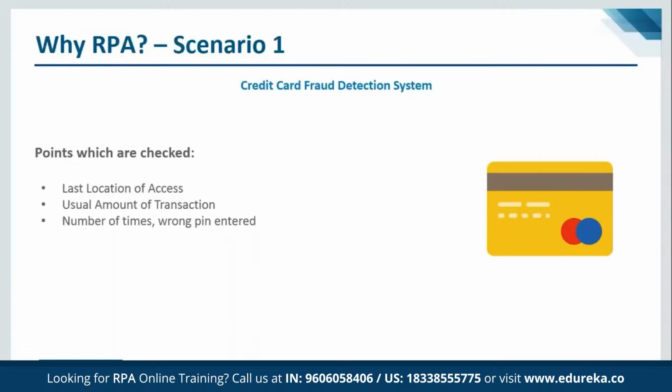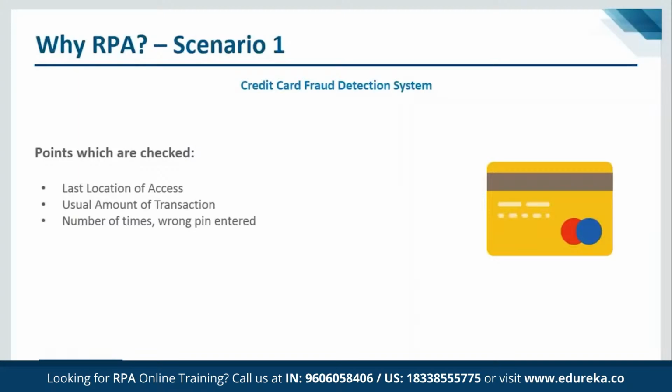Now, any transaction that is coming in is judged on the basis of rules that you have designed. So let's consider these rules to be something like this. For example, the last location of access of your credit card is far away from the location showing in the transaction right now. So it becomes suspicious.